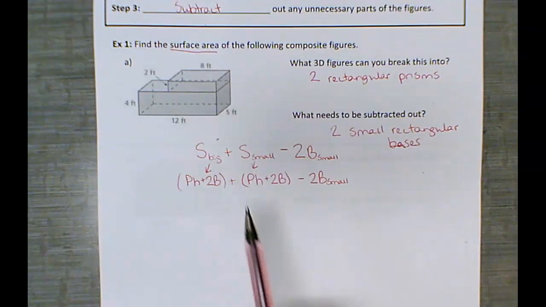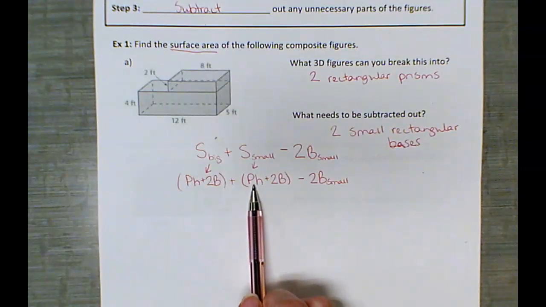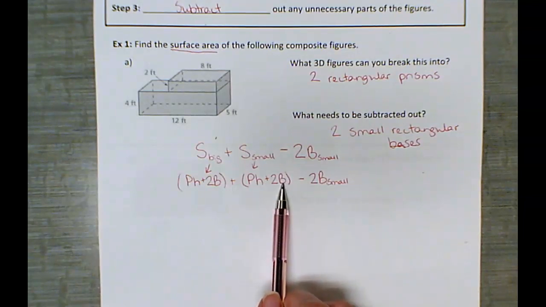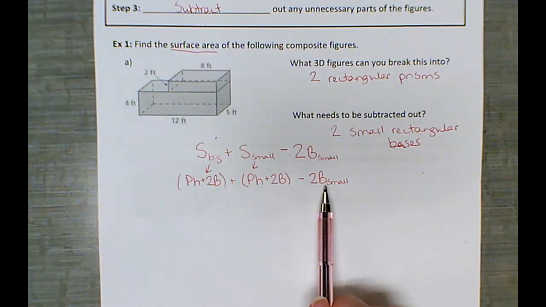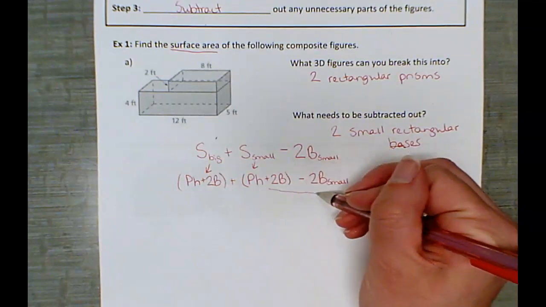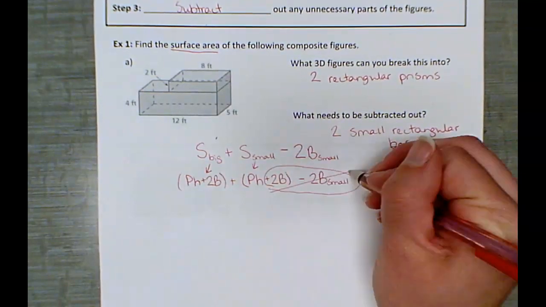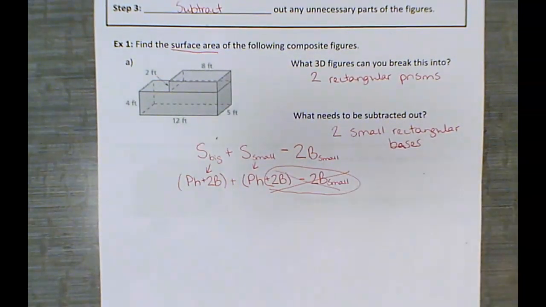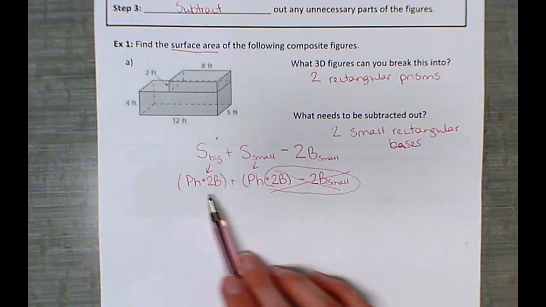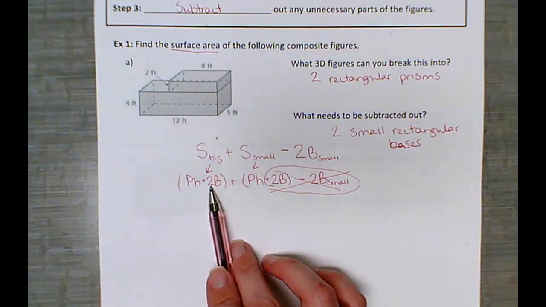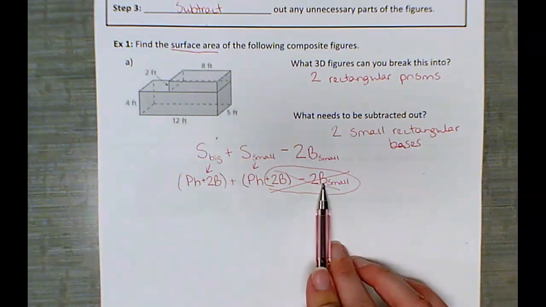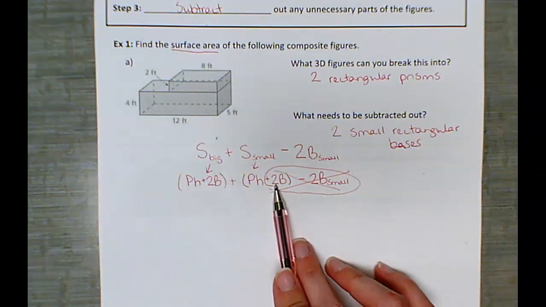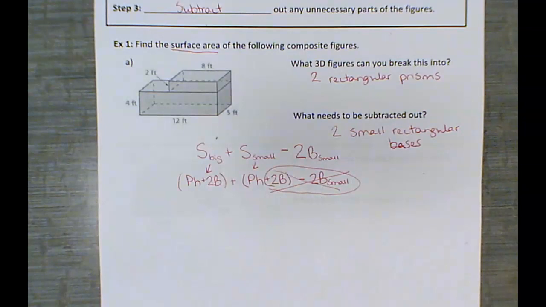But I kind of noticed that this is the perimeter of the small base times the height of the small prism, plus 2 times the area of the small base. But then I'm subtracting 2 times the area of the small base. So this right here can kind of get canceled out, right? It doesn't get canceled out with this because this is 2 times the area of the big base, but this is the small base and this is the small base. So if I add 2 of them and then subtract 2 of them, well, I net 0 of them.